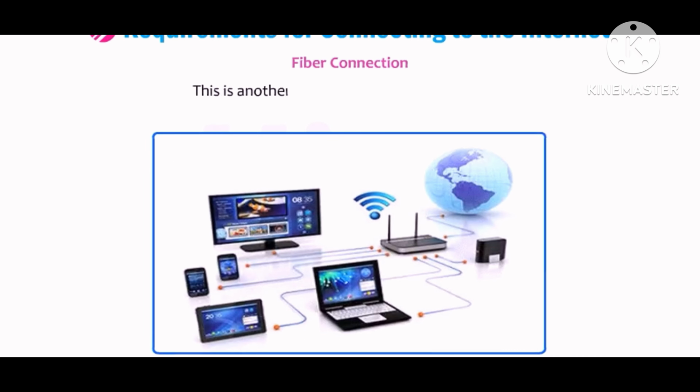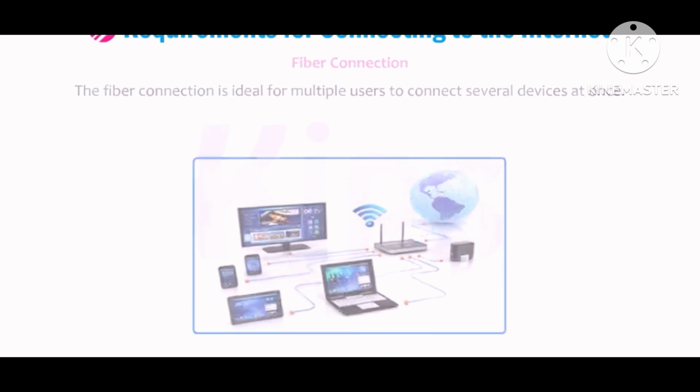Fiber connection. This is another form of broadband connection. It provides faster download and upload speeds than DSL. The speed can reach up to 940 Mbps. The fiber connection is ideal for multiple users to connect several devices at once.